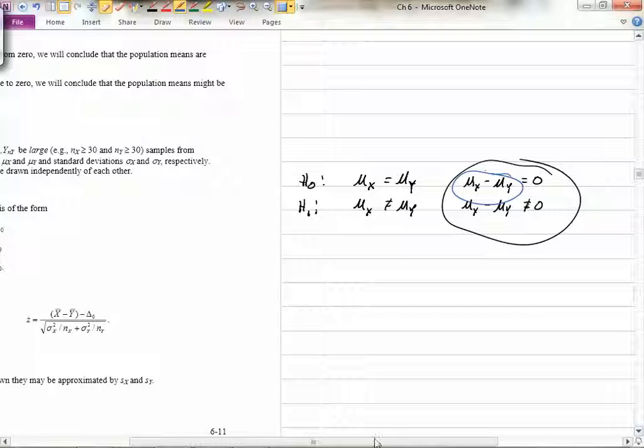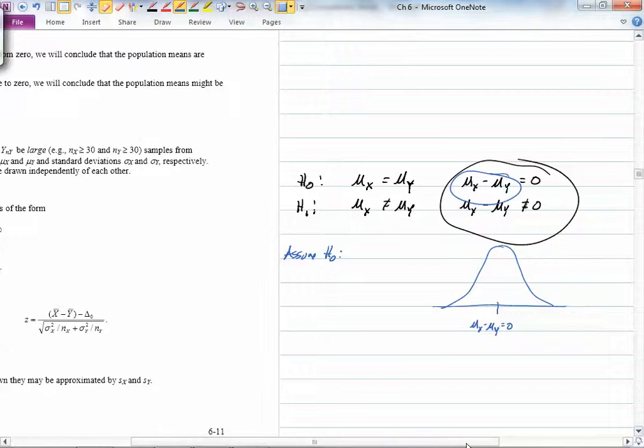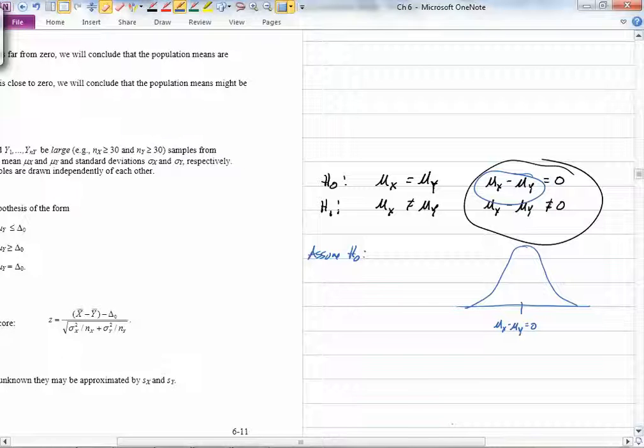So the next step would be to assume H naught is true, which would place this distribution. So mu x minus mu y is equal to 0. Is everyone okay with that? That's by far the standard case we could do.